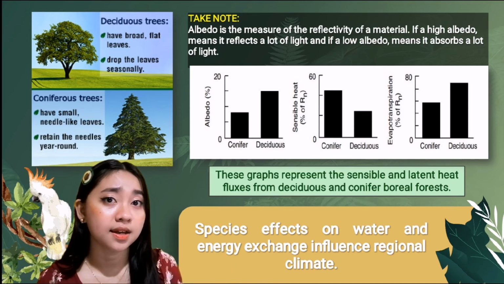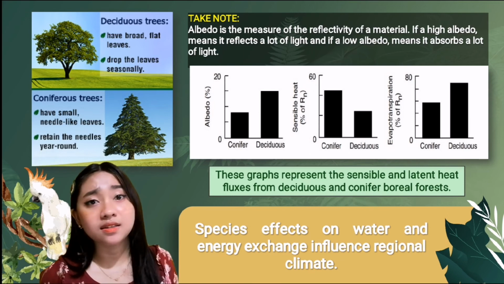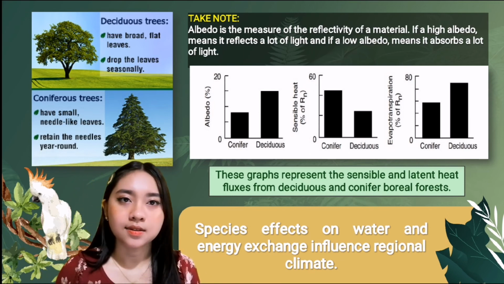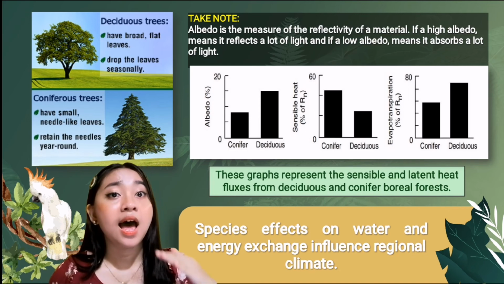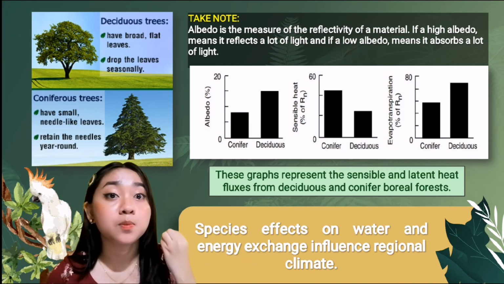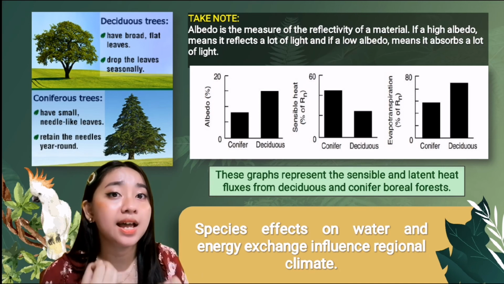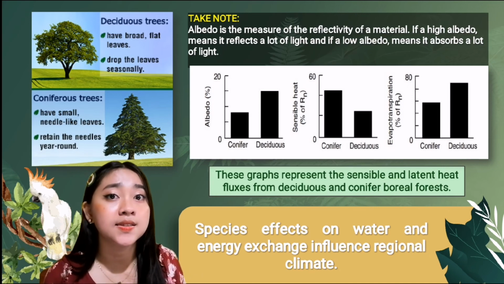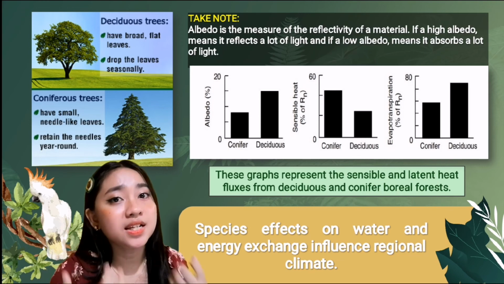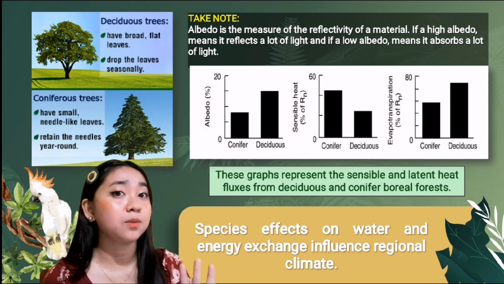Again, as you can see in these graphs, conifers that dominate late successional boreal forests have a low albedo, which means they absorb a lot of light, and have high stomatal conductance, and therefore transfer large amounts of sensible heat to the atmosphere.